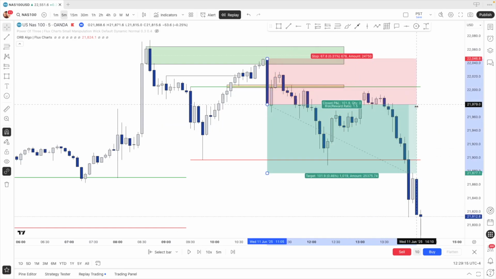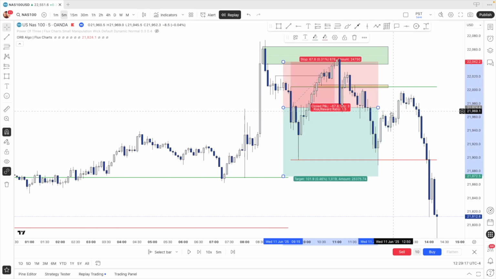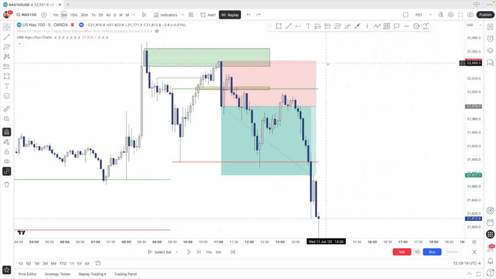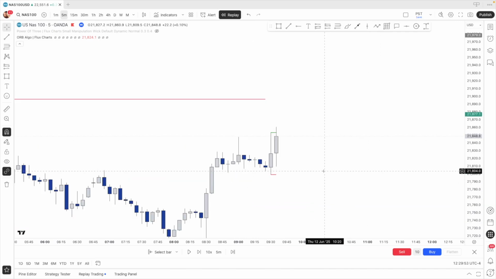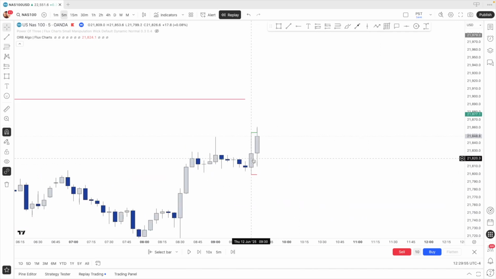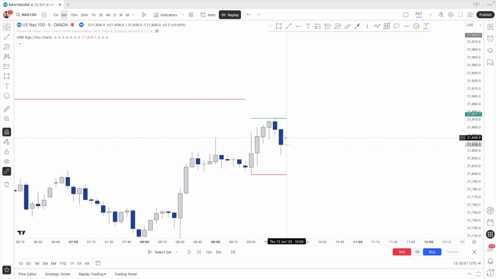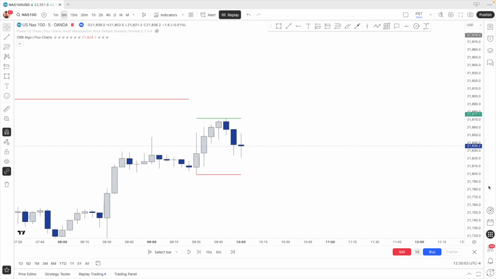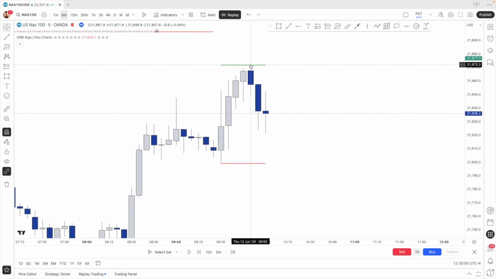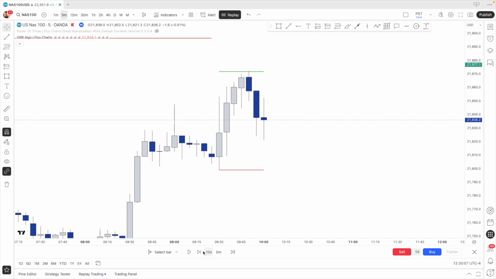And as you can see there, we have our TP. All right, so let's look at one more example. All right, so let's have a look. 9:30 has started right over here. So let's wait for the first 30 minutes to finish. So it will finish right over here. So now we have our highs and we have our lows.